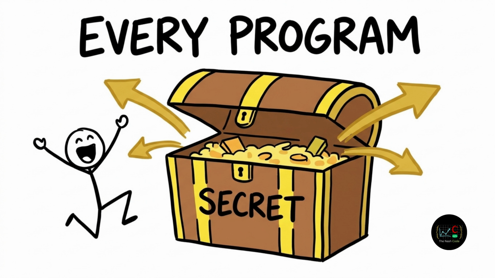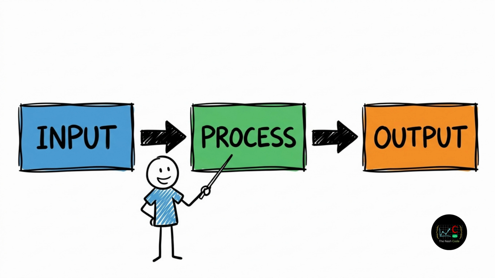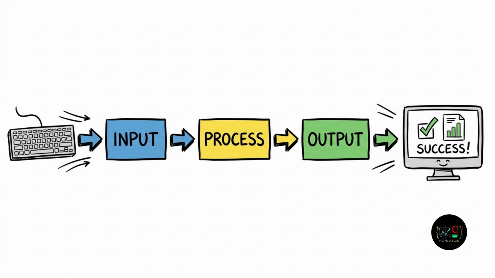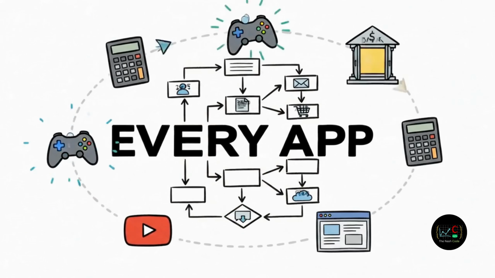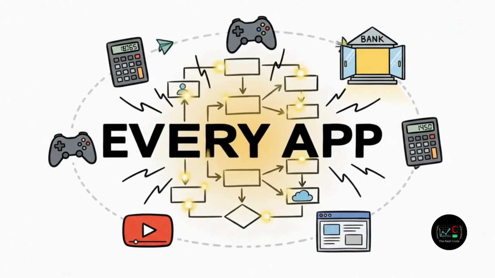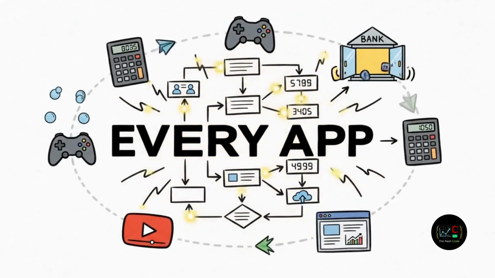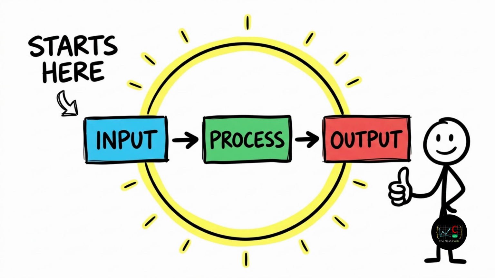Now here's the secret that almost every program in the world follows. Input → process → output. A program receives information. It processes that information. Then it produces a result. That's how calculators work. That's how games work. That's how banking apps, social media, web browsers, and even YouTube work. Everything starts with this simple cycle.